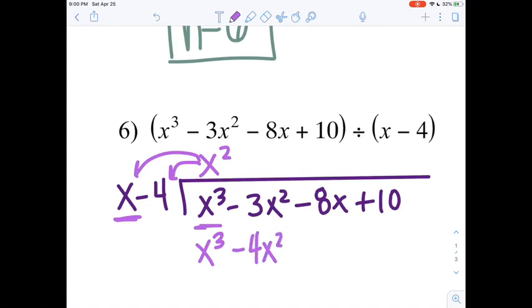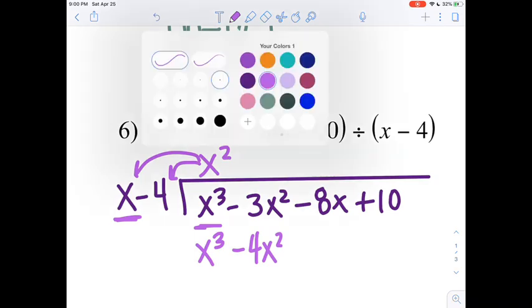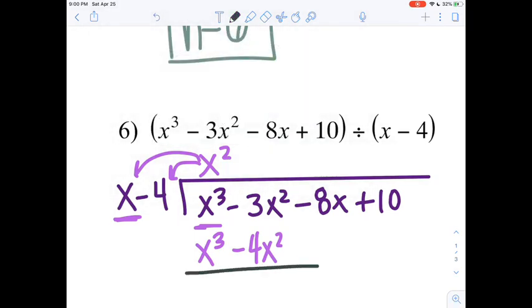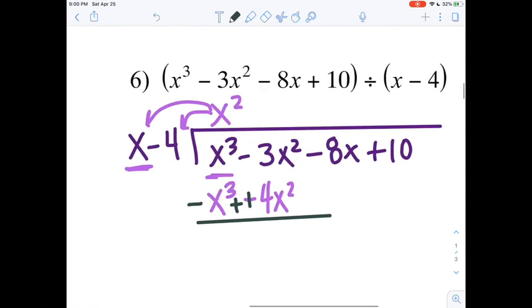So these need to all be like terms. So I'm going to subtract both of these. So I'm going to minus the x to the third, and I'm going to minus the negative 4x squared, so that becomes positive. So these cancel, and I get x squared left. And I got to drop down the next place.